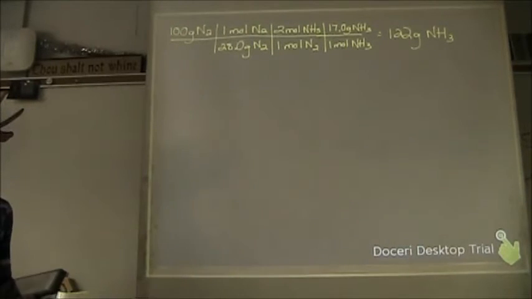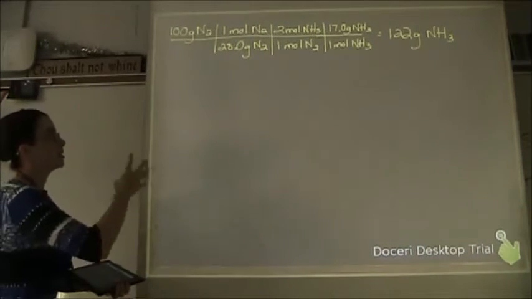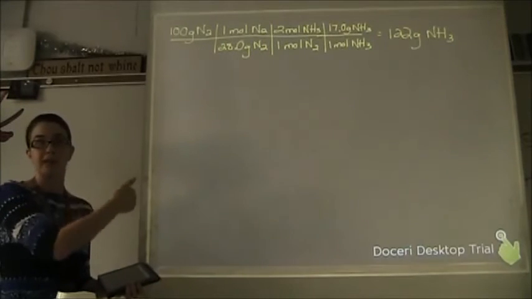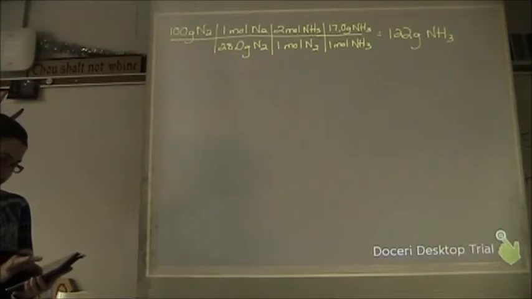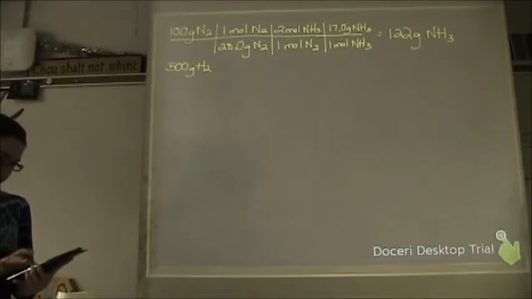The method that I like to use for a limiting reactant problem is I take both of my given pieces of information and do a calculation for each one of them. So let's do the same thing, except this time I'm going to use the other amount of reactant.